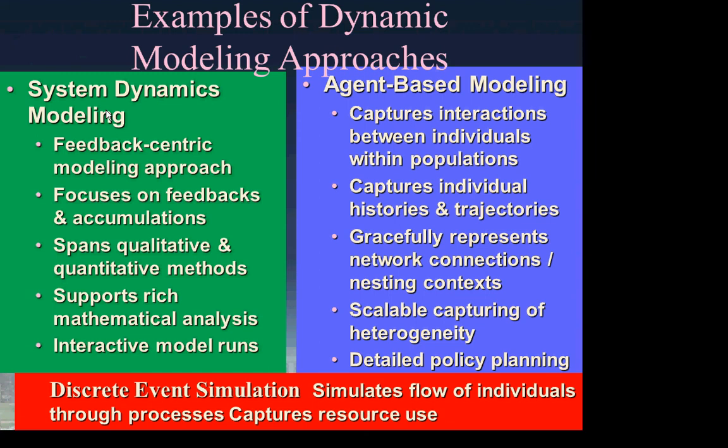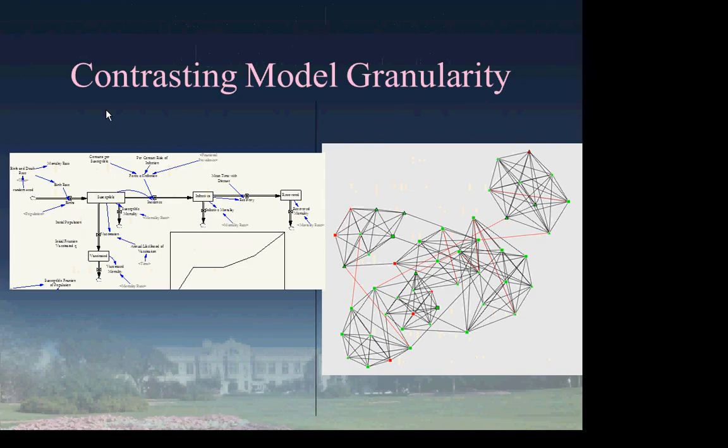It gracefully represents network connections and nesting contexts. It captures heterogeneity in a much richer sort of way, and allows for really detailed policy planning. So planning very, very detailed policies that might involve learning, for example, as processes. We'll later see discrete event simulation, which simulates flows of individuals through processes and captures resource use.